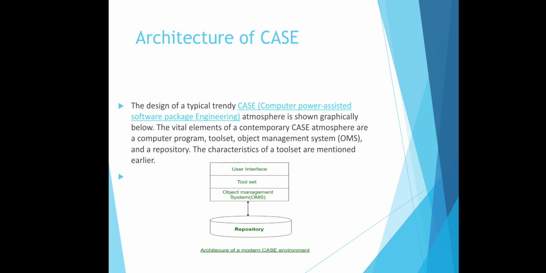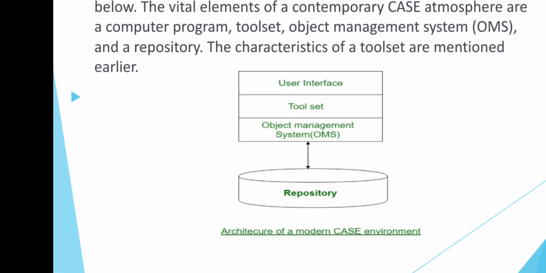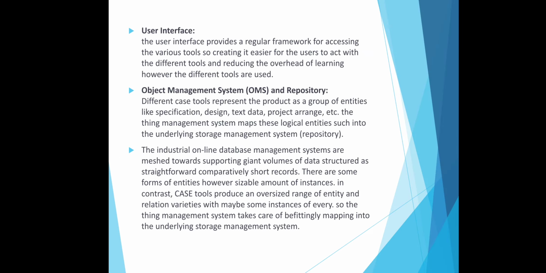Coming to the main topic, the architecture of CASE. The below diagram displays the architecture of a modern CASE environment: user interface, toolset, and object management system, generally known as OMS, which is interlinked with repositories. The user interface provides a general framework for accessing various tools, making it easy for users to perform different activities, and reduces the overhead of learning the different tools.